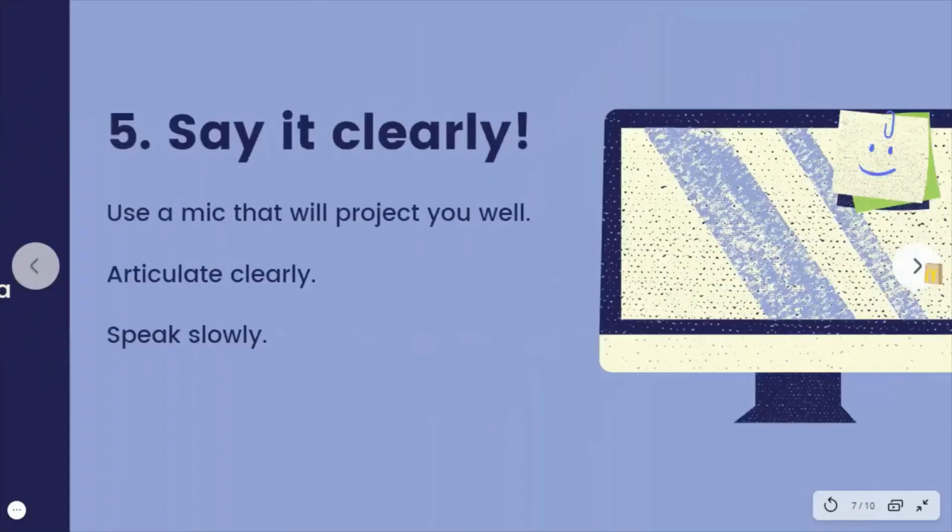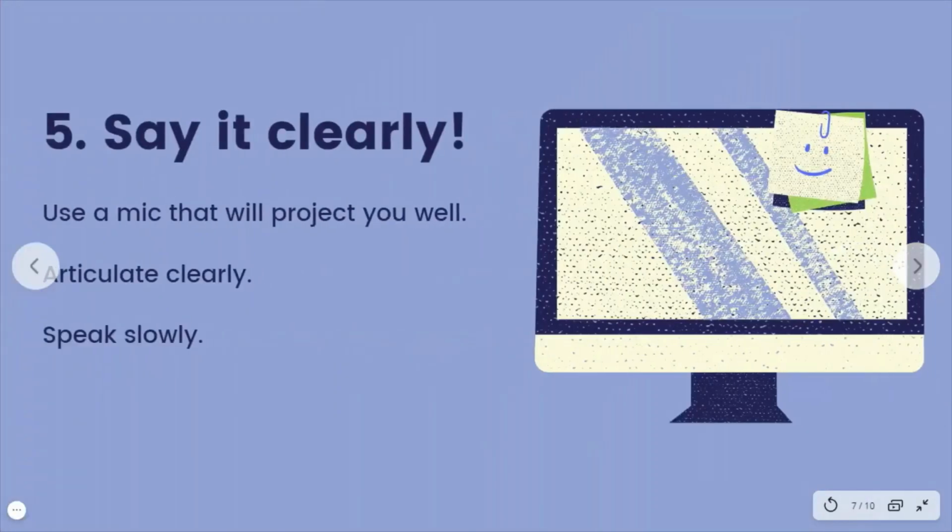Next up, and most importantly, is to say it clearly. Research shows that while things like good lighting does make a difference, it is the clarity of speech and audio that makes the greatest impact on the audience. So please use a mic that will project you well.